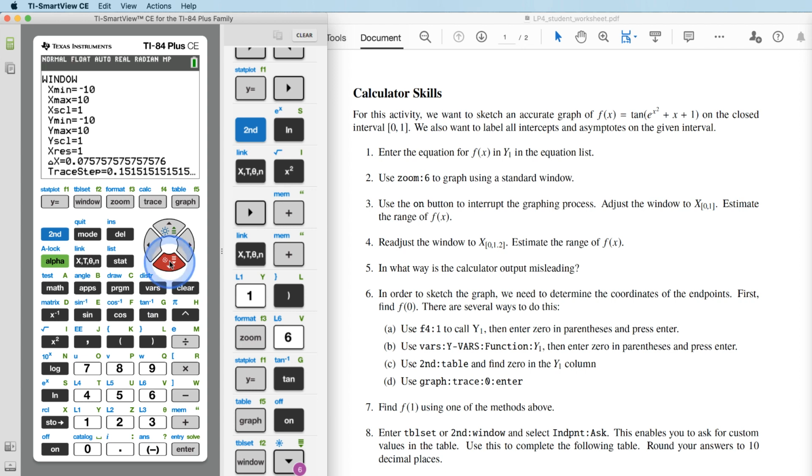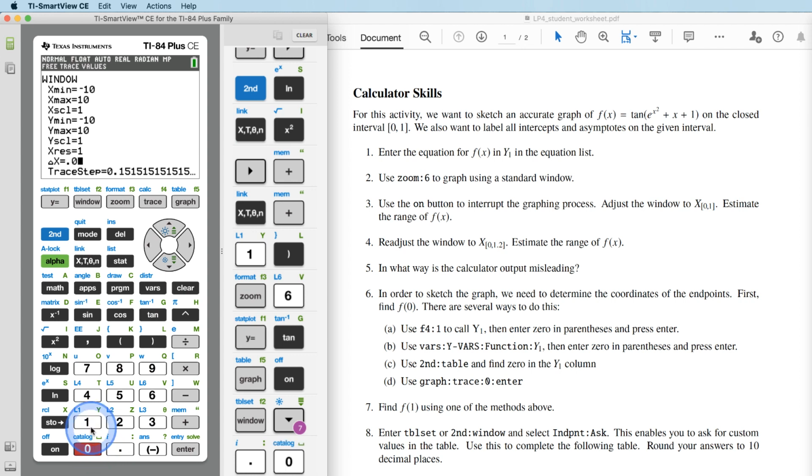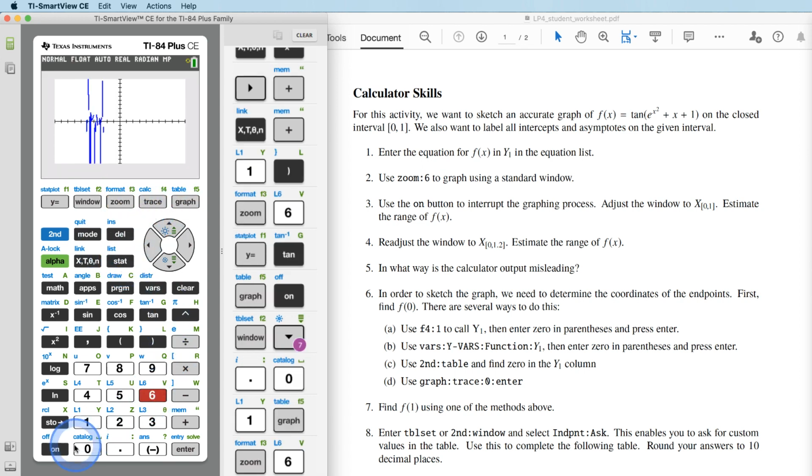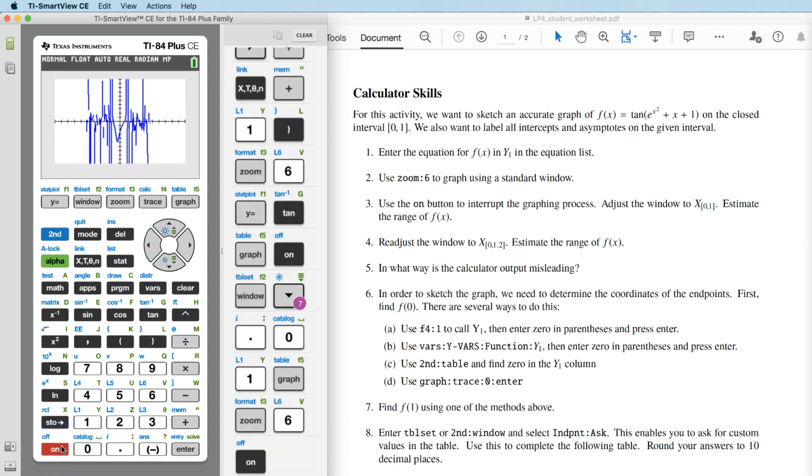I wonder if I can change this value here to slow my calculator down. Let's just see what happens here. It may not like that. Oh, that completely changed my window, so that wasn't helpful. Let's do Zoom 6, on. Sort of got it again.